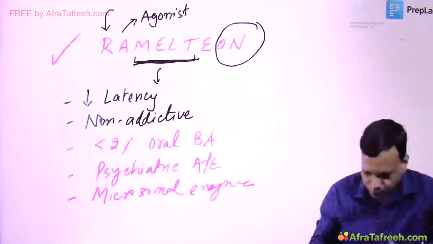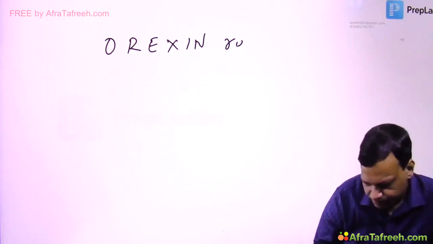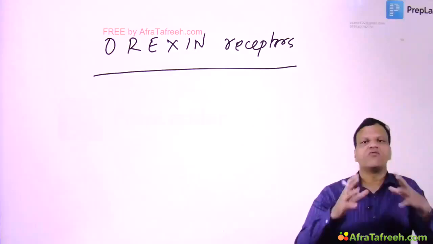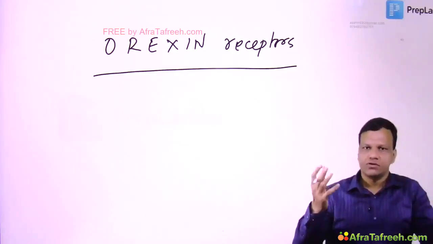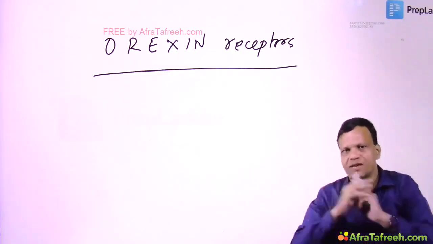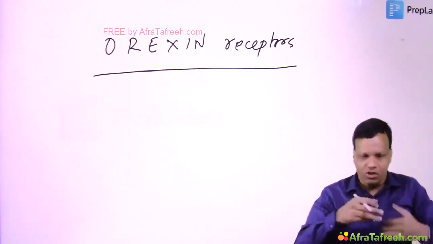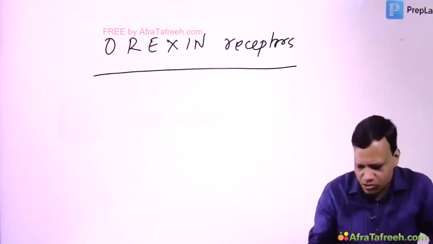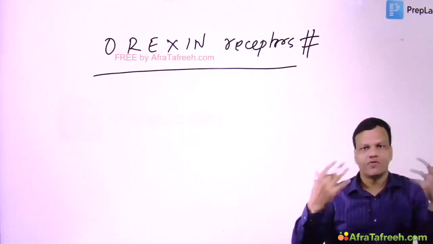Okay. Then the last thing, in the brain there are orexin receptors. Orexin receptors promote wakefulness. That means whenever they are stimulated, the person is awake. So we thought that if we block these receptors, if we antagonize these receptors, the person should sleep. On the basis of this, we developed drugs which are orexin receptor antagonists. When we give an antagonist, they will produce sedation. So they can be used for insomnia.